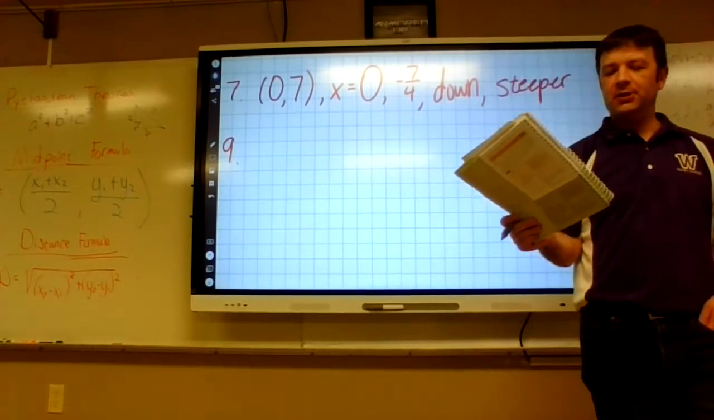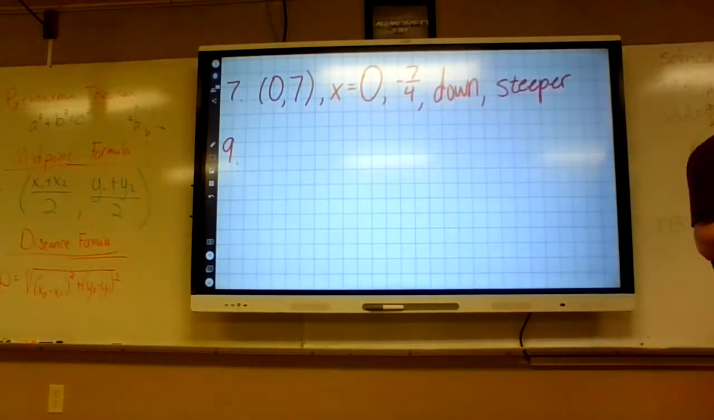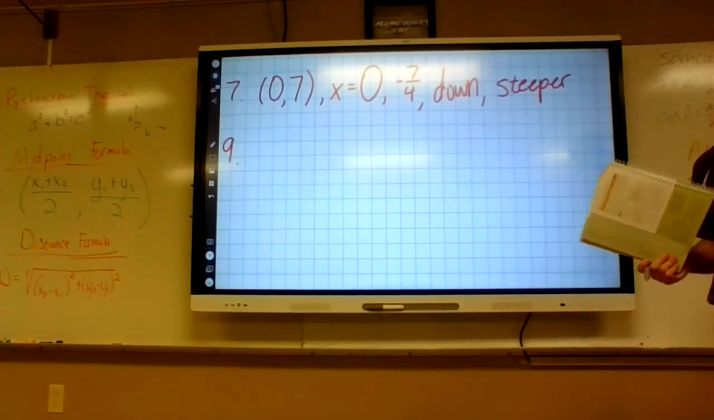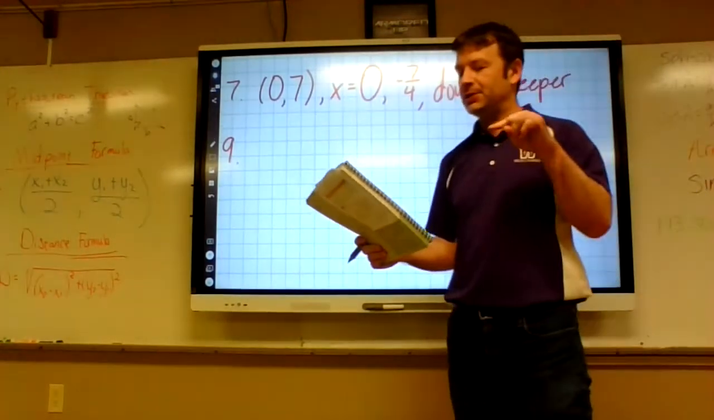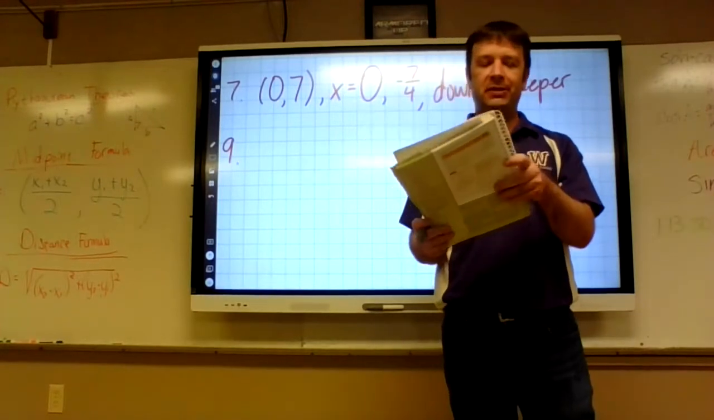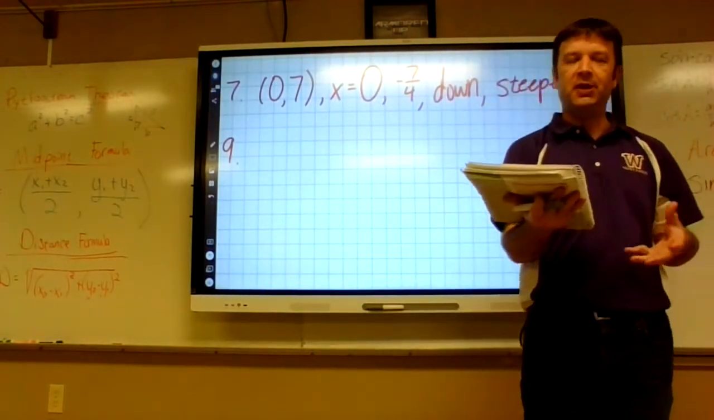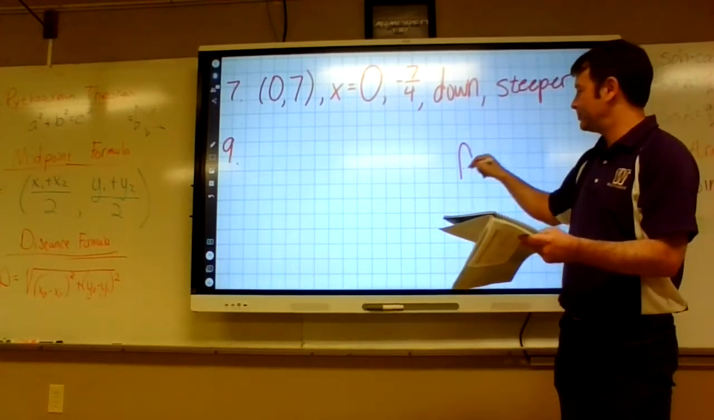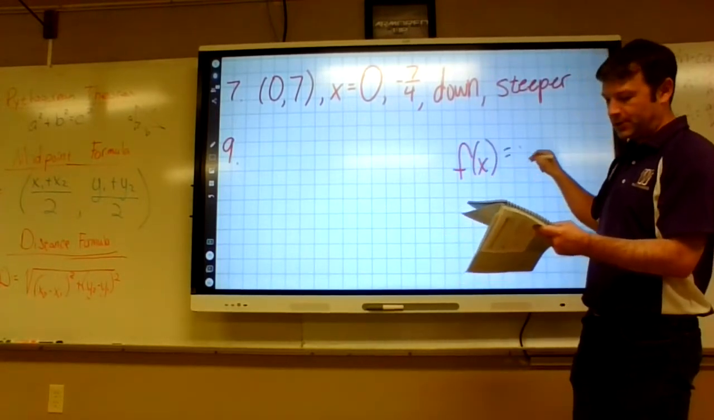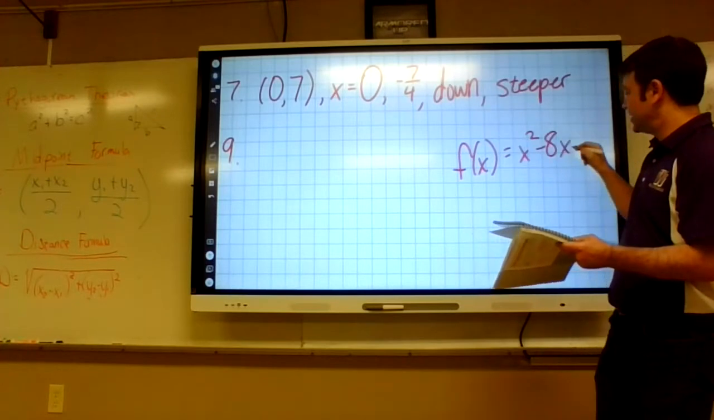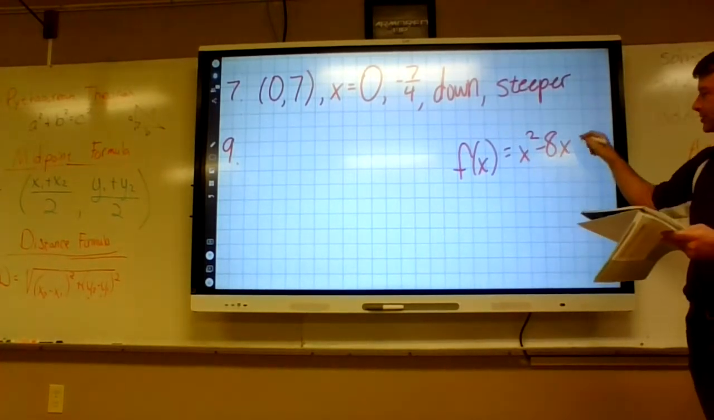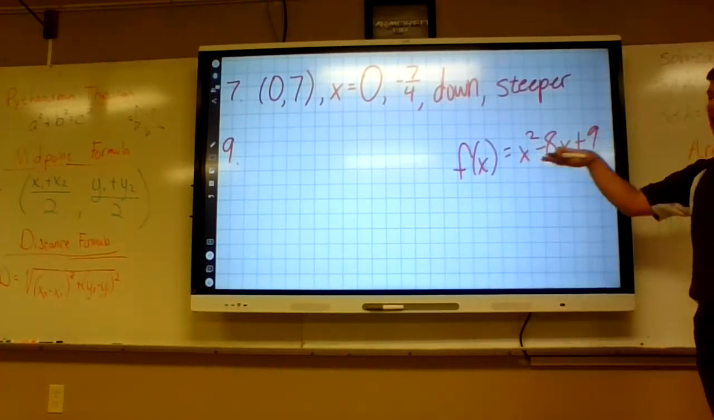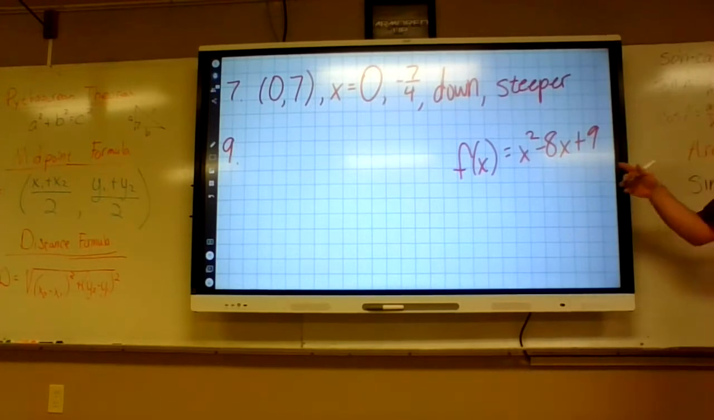Okay, number 9. So 9 and 10 are different than all the rest because 1 through 8 are written in vertex form. It's called vertex form because you can kind of just see the vertex by looking at it. Like on number 1, the vertex is 2, 9. If it's written in standard form, which most of the problems we've done this chapter have been, okay, this is standard form. The x squared, the x, that's what it looked like when we were solving quadratic equations, right?